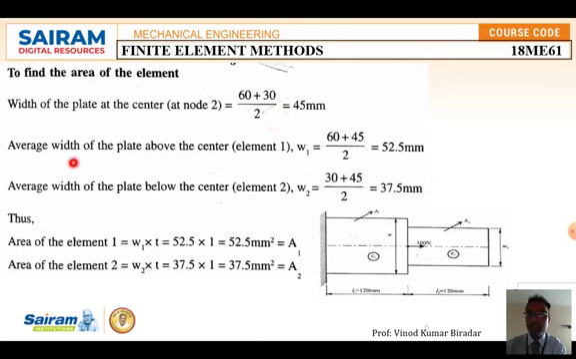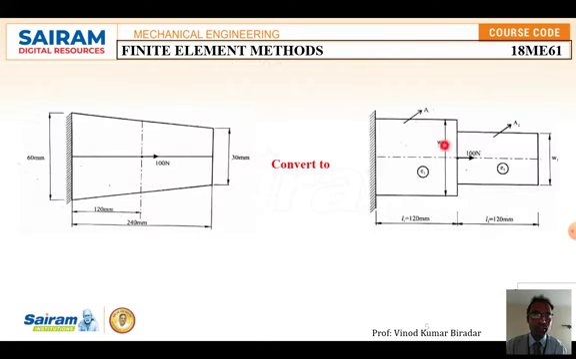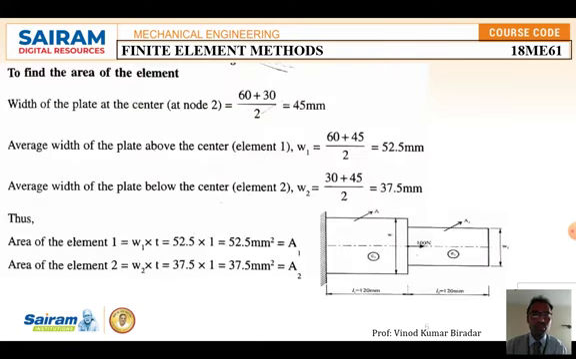So the average width of the plate above the center is equal to 60 plus 45 divided by 2. You have to make it an average, that is 60 plus this middle 45, divided by 2, equal to 52.5. So the width you got is 52.5. What is the formula for area? Area is equal to width into thickness. So area of element 1 is width into thickness. Width we know, 52.5; substitute it, thickness is given as 1. So the area for the first element is 52.5 mm², which is A1.